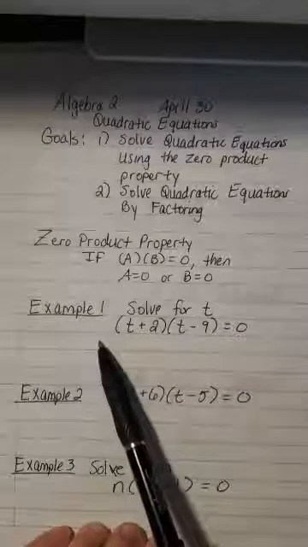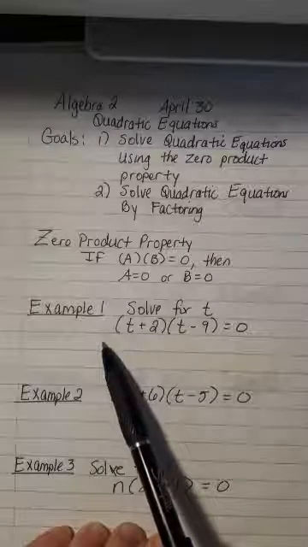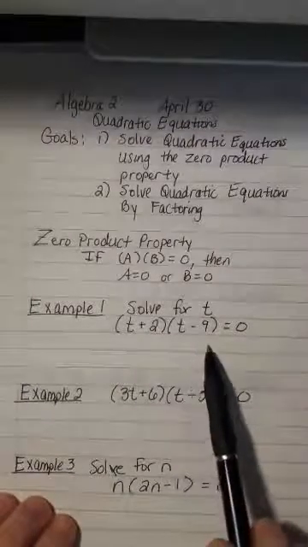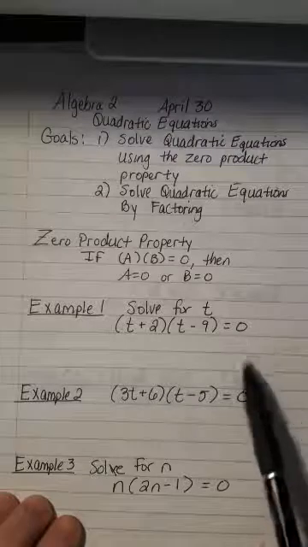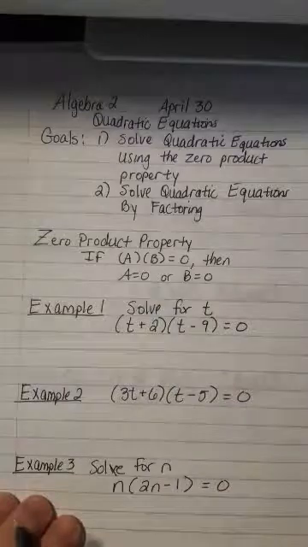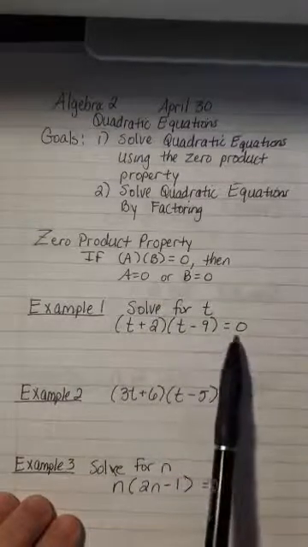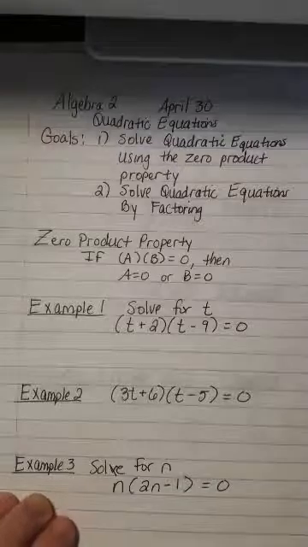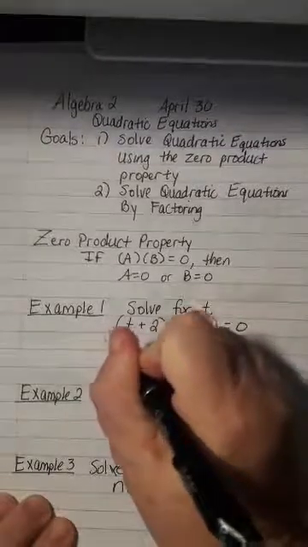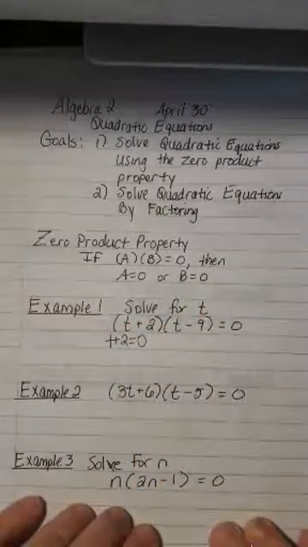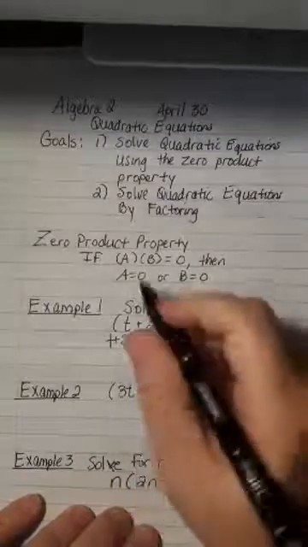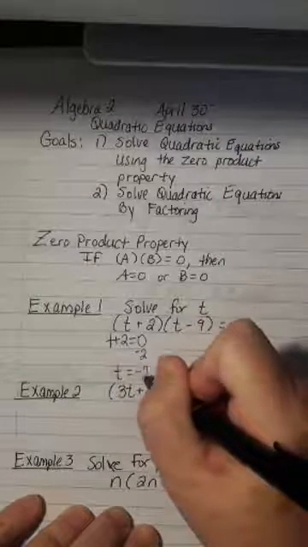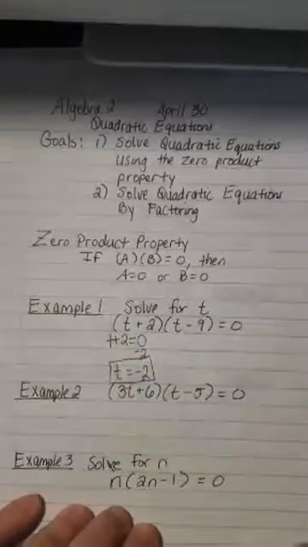So if you'll look at example 1, it says solve for t, and our problem is (t + 2)(t - 9) = 0. Each parenthesis represents a factor, just like A and B up here. So if t + 2 has to equal 0, or t - 9 has to equal 0, then you just take those parentheses and set them equal to 0 and solve it. So you would say t + 2 = 0. And that's just an easy one-step equation that you solve by subtracting 2. And you get t = 0 - 2, which is -2. And that is one of your answers.